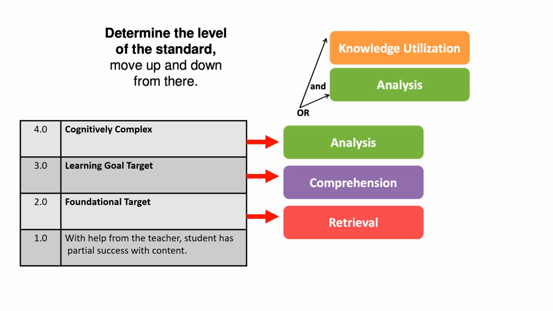Your foundational learning target, or your level 2.0 target, will always be one level down from your learning goal target. So if your learning goal target is at the comprehension level, then your foundational learning target will be at the retrieval level.